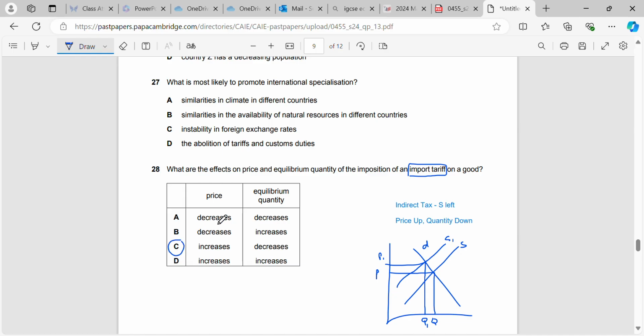For the others, price goes down, equilibrium quantity decreases. That's not the case if there's an imposition. The price will decrease and equilibrium quantity will increase if they remove the imposition, because in that case supply will shift back to the right.